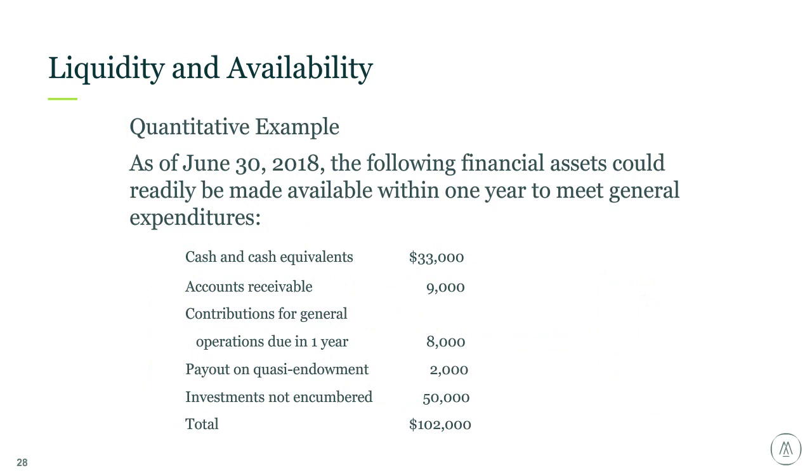Here's another example, simply providing those assets available within 1 year of use. So this shows financial assets net of any limitations.